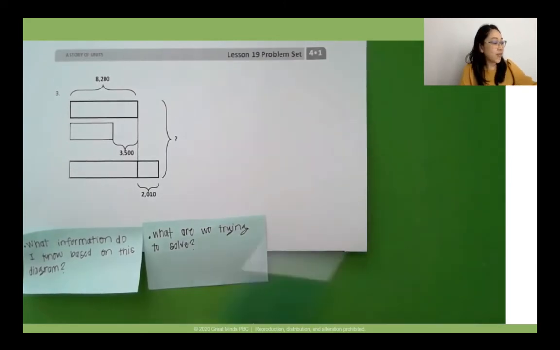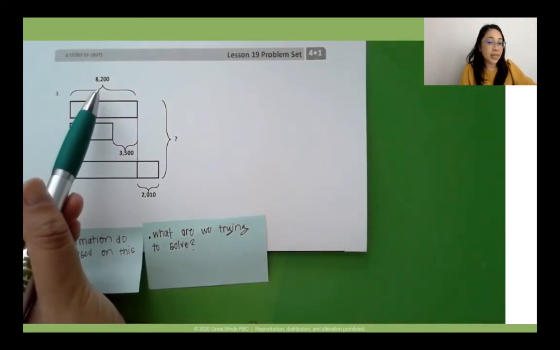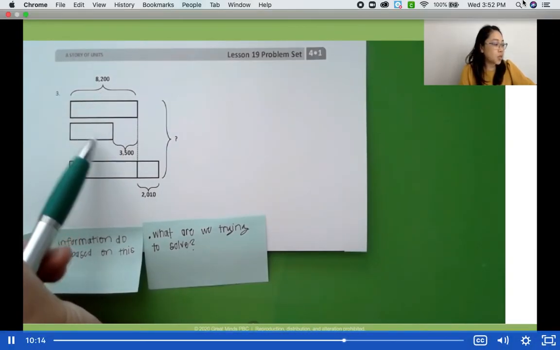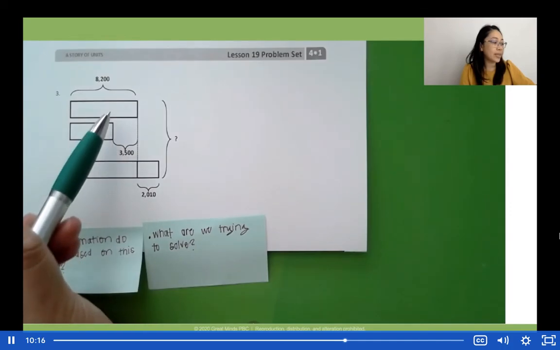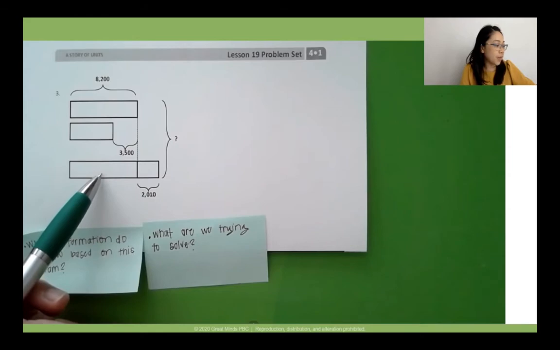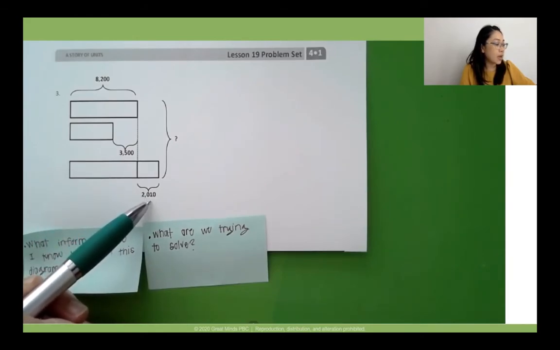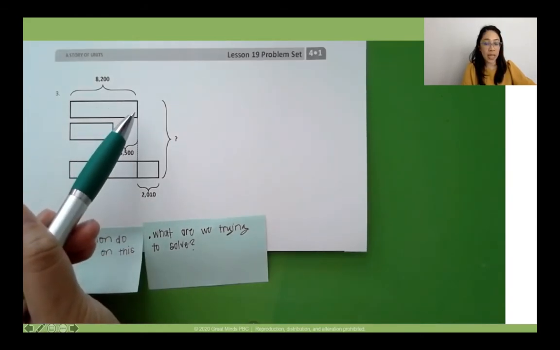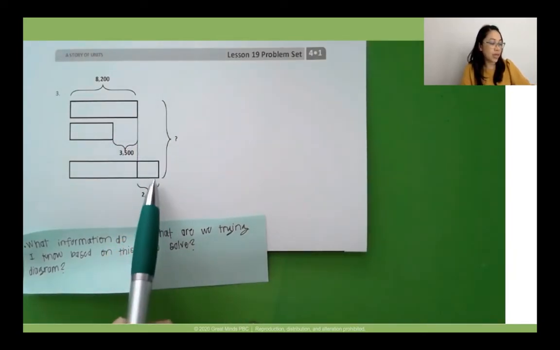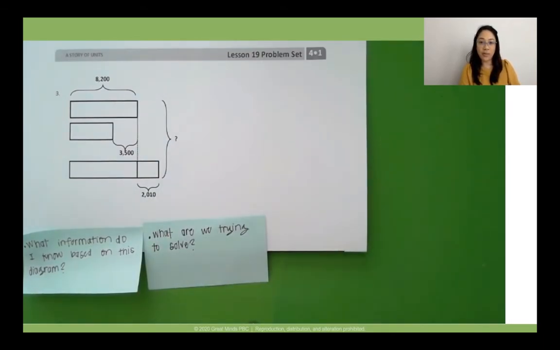We can see that the first tape has a value of 8,200. We see that the second tape is 3,500 less than the first one. And we can also see that the third tape is 2,010 more than the first tape. And what is it that we're trying to solve? We're trying to determine the value of all three tapes, which is indicated here with a question mark.